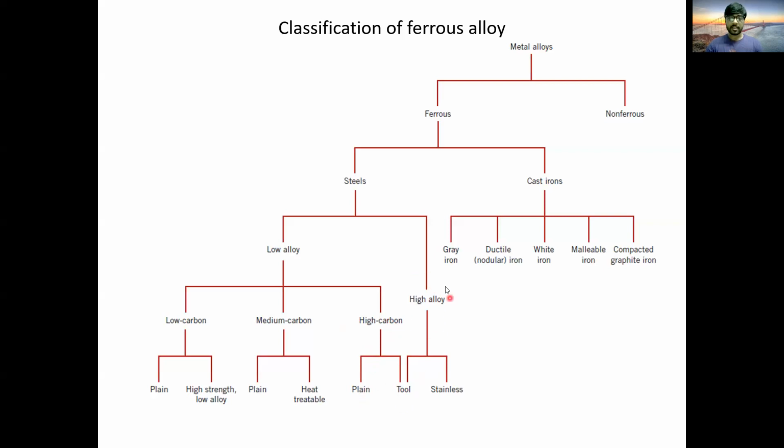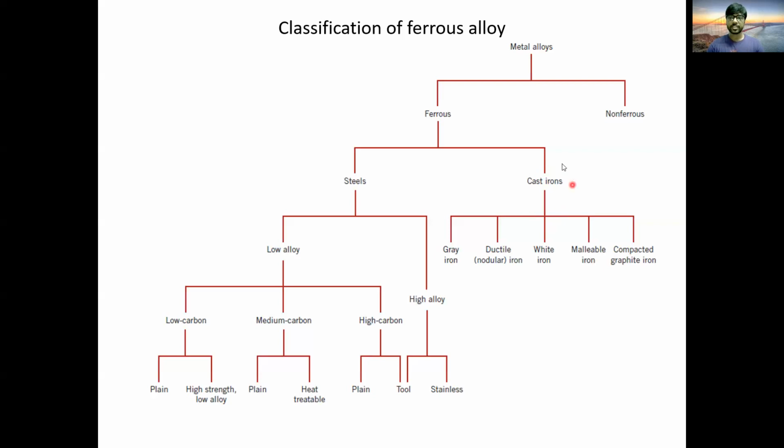In high alloy steels, the alloy percentage of any one of the metals is more than 10%. If the chromium in steel alloys is higher than 10%, then it will be called high alloy steel. Those are classified into two divisions: one is tool materials, another one is stainless steel, which is commonly used in our daily life.